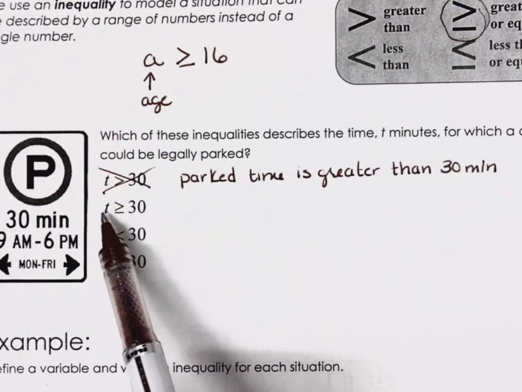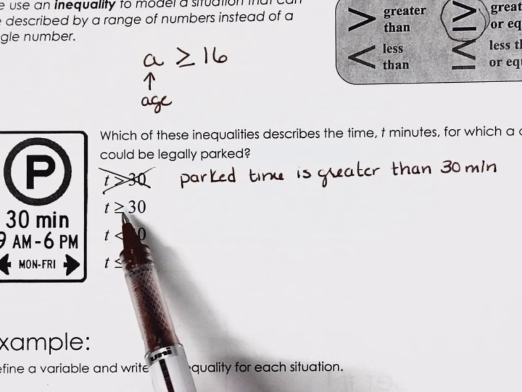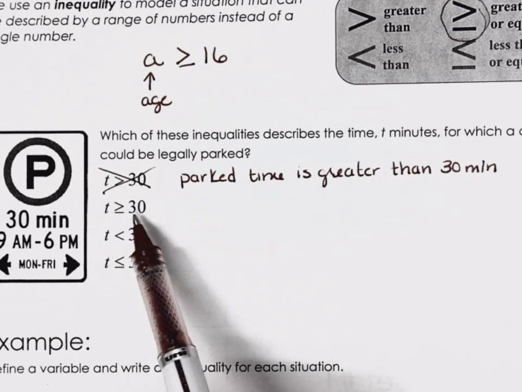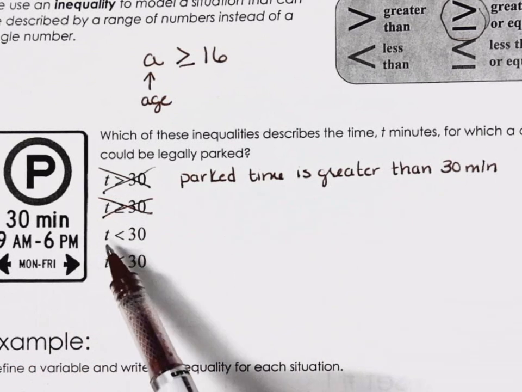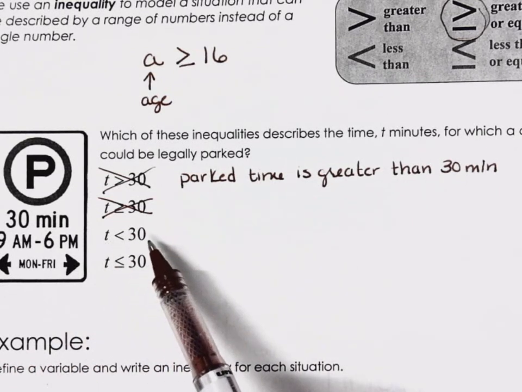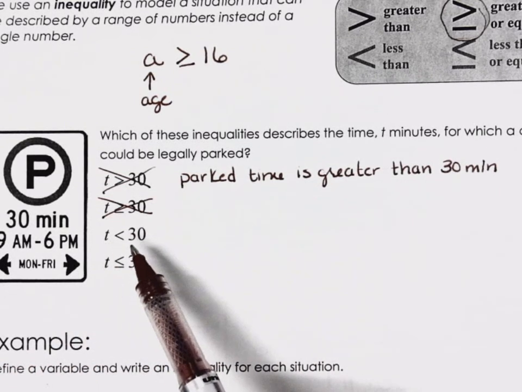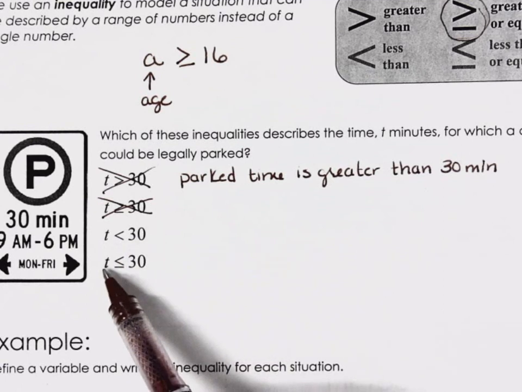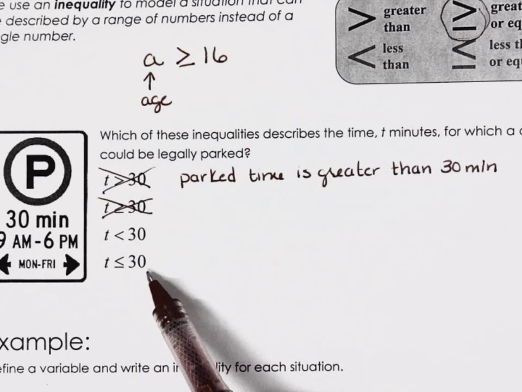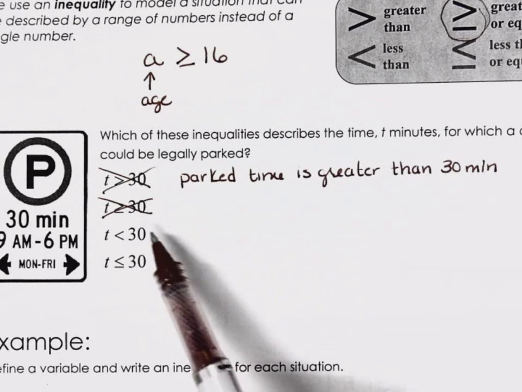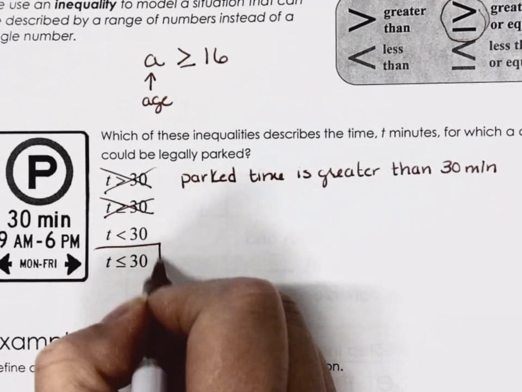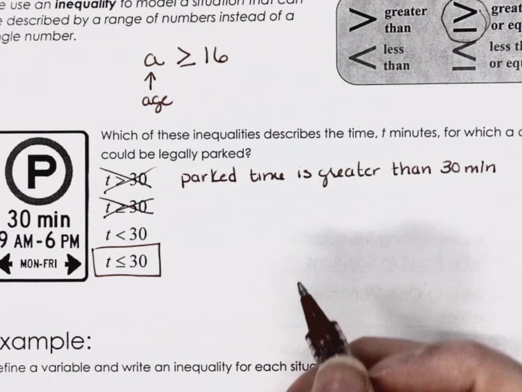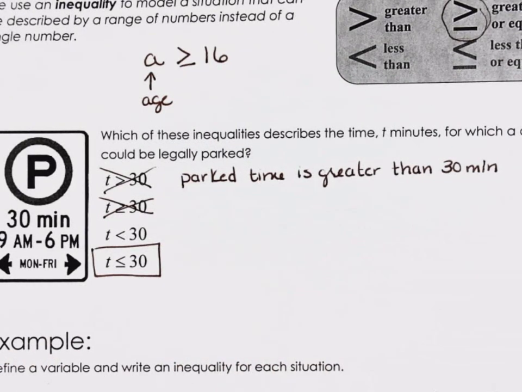I can park for more than or equal to 30 minutes. Can I do that? No. This one says time less than 30 minutes. I can totally do that. That's good. Time is less than or equal to 30 minutes. So which one of these is more correct? The second one. This means I can park for 30 minutes or less.